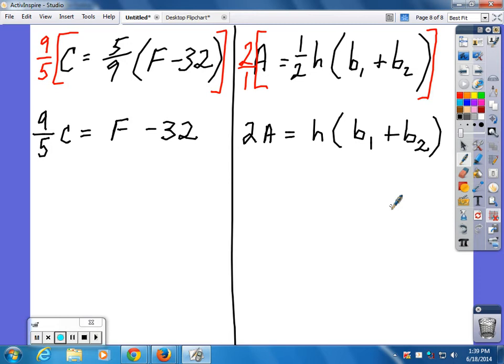Y'all done? So, how do you get rid of a negative 32? You add 32. So 9/5 C. There you go. That wasn't hard.